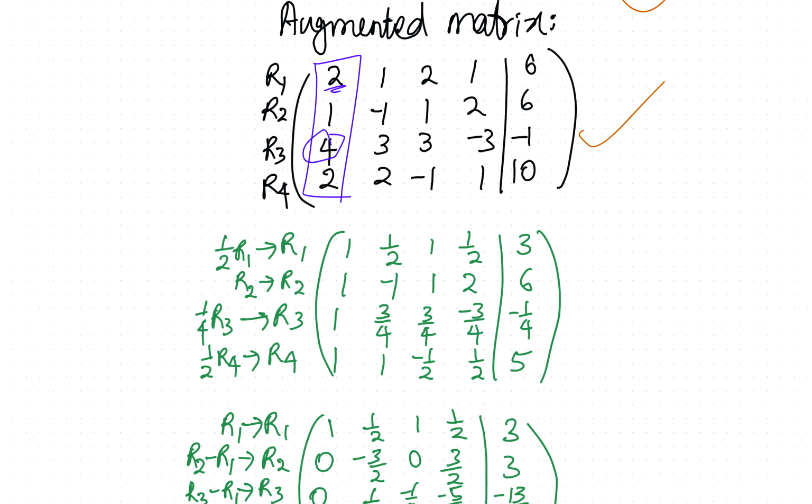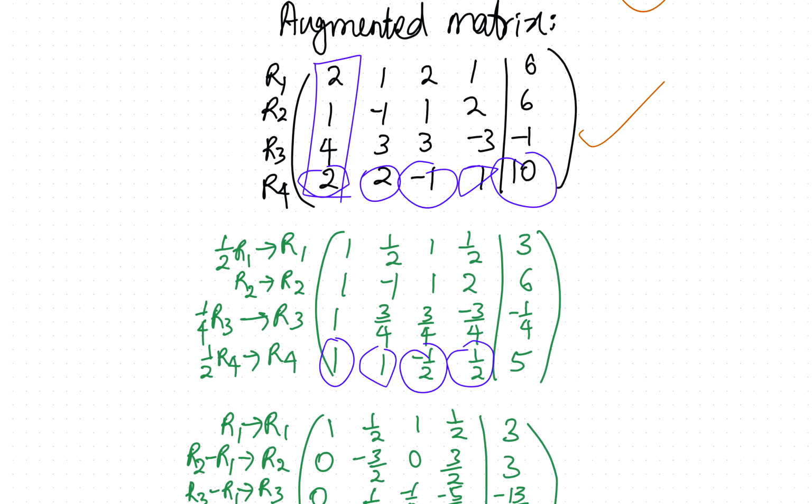Then, of course, to get this to be 1, we just need to multiply row 4 by half. So 1 over 2 times 2 is 1. 1 over 2 times 2, another 1. 1 over 2 times -1 is -1 over 2. 1 over 2 times 1 is 1 over 2. 1 over 2 times 10 is 5. Right? So it's simple, but tricky. You have to be very careful.